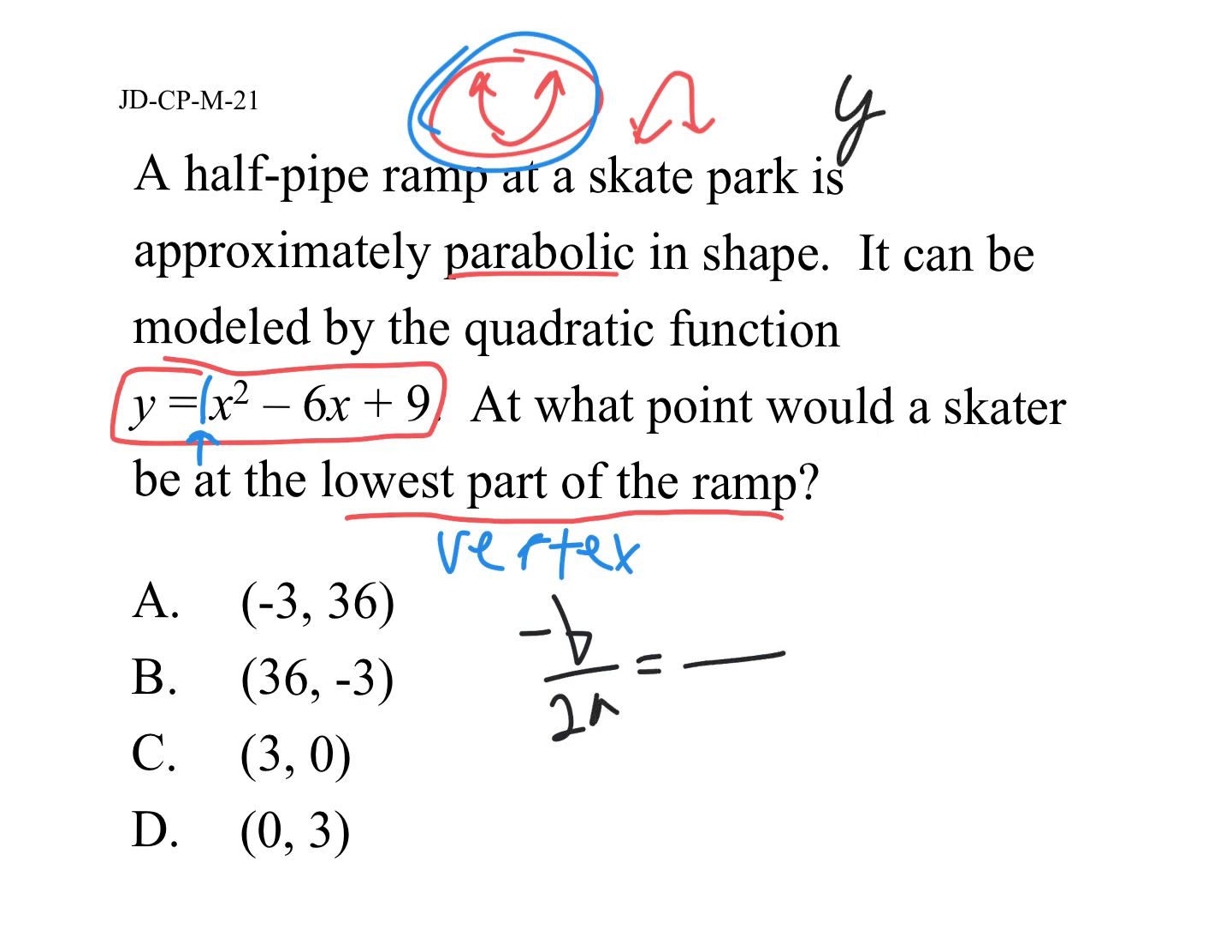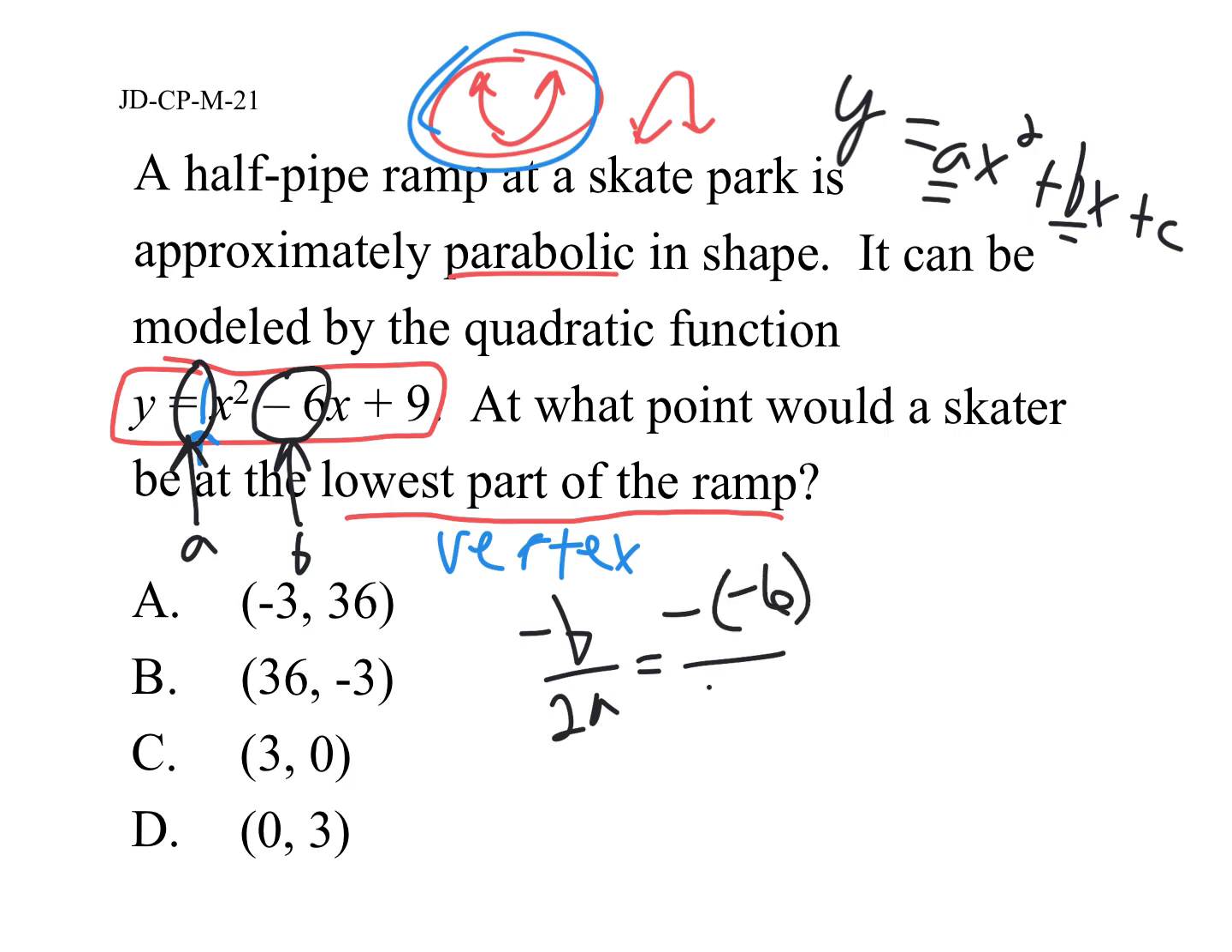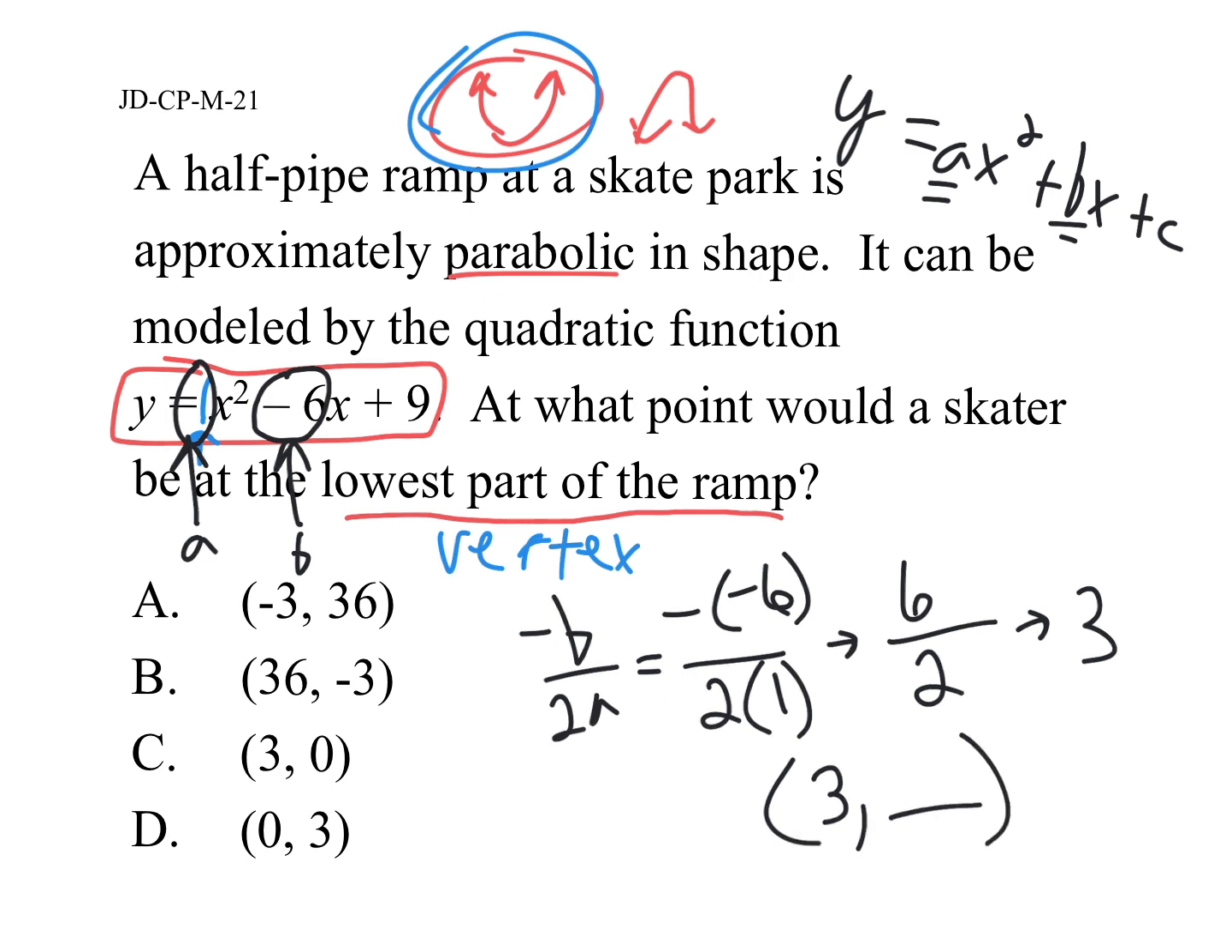This is based off of y equals ax squared plus bx plus c. So we just need to look for what our a and b values are. b is equal to negative 6. a is equal to 1. So negative b would be the negative of negative 6, over 2 times a, 2 times 1. The opposite of negative 6 is 6. 6 divided by 2 is 3. So our vertex is going to be at 3 something.